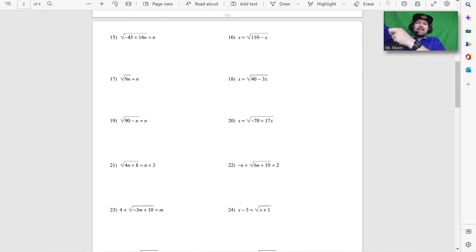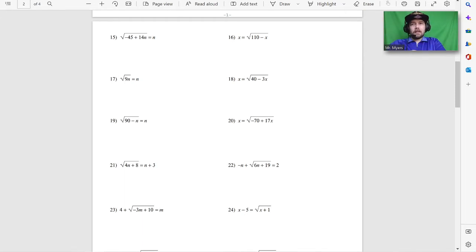This is the second part of the harder version of the solving radical equations worksheet. If you wanted to see the first part, that's in the other video. It'll be part 2A. This is going to be part 2B. So go check that out. I might have that in the description, but I'll definitely have it in the playlist, at the end of the video at the very least. So check that out if you haven't seen that yet.